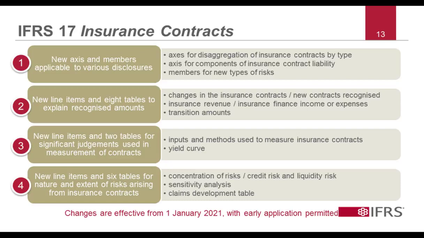The third box highlights the new line items and tables introduced to provide information about significant judgments used in the measurement of insurance contracts. And finally, the last set of changes introduced were new line items and 6 tables to provide information about the risks arising from insurance contracts. The information required included the sensitivity analysis and a table explaining how estimates of claims changed over time and how those estimates differ from the actual payments. That is often referred to as the claims development table.